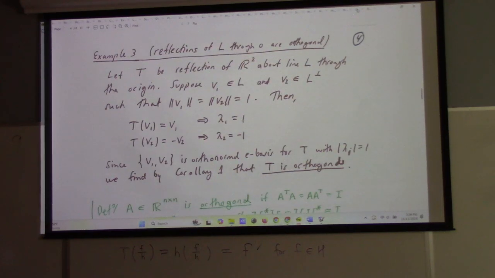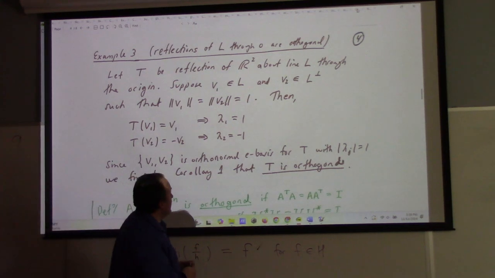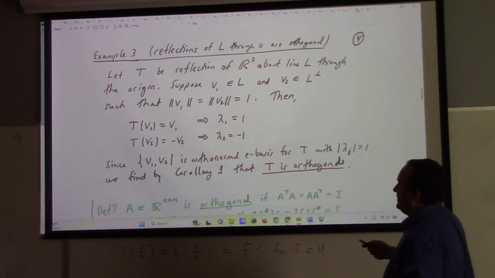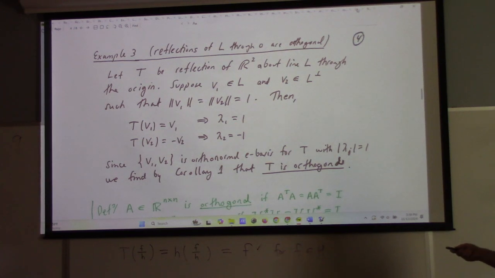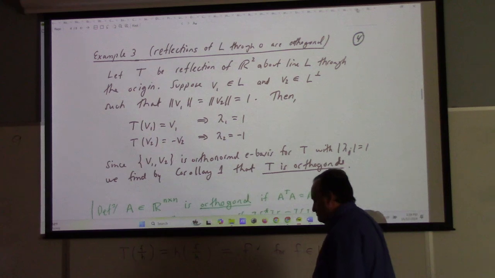So if we have a reflection of R2 about the line through the origin, suppose v1 is an element of L and v2 is in the perp to L, such that these are both unit vectors, all right? Then T of v1 is v1, and T of v2 is minus v2. So we have eigenvalue 1, eigenvalue minus 1. So what do we got? We've got an orthonormal eigenbasis for T, where the absolute value of all the eigenvalues is 1. Therefore, by Corollary 1, T is orthogonal. So a reflection is an orthogonal transformation. All right?